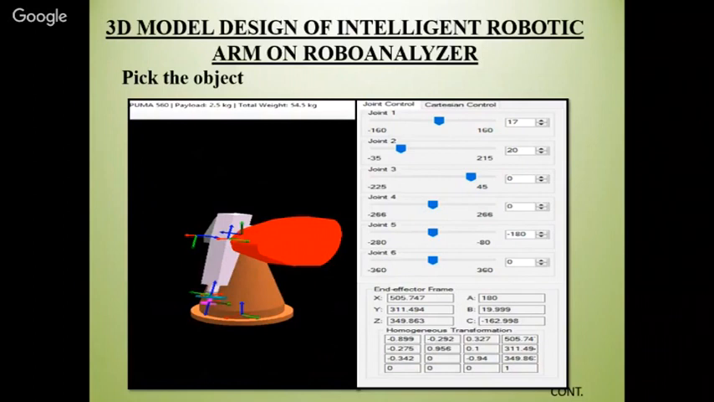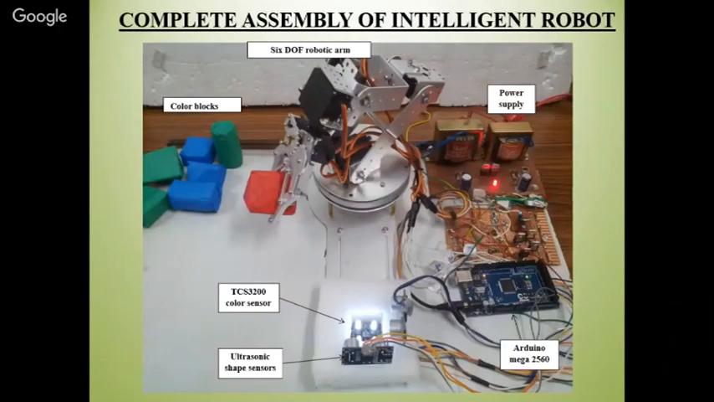Okay, and now this is the complete assembly of the intelligent robot. You can see here the 6 degree of freedom robotic arm is there. Okay, this is the 6 degree of freedom robotic arm. These are the color blocks. Okay, a TCS3200 color sensor is there. This one is the color sensor. Okay, an ultrasonic shape detector, because this system will check the color and shape also. For checking the shape, the ultrasonic sensor is used, and for checking the color, it is the TCS3200 color sensor.